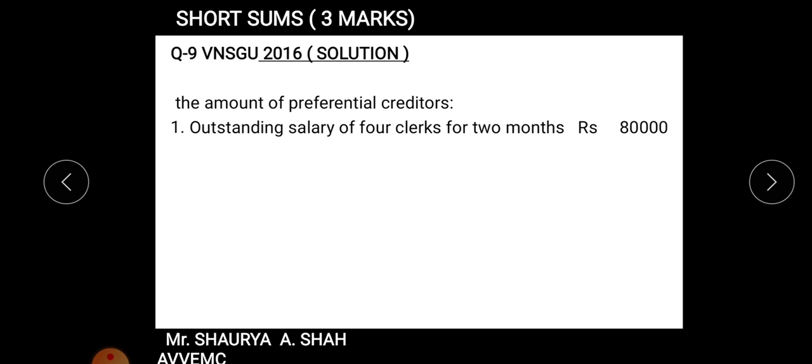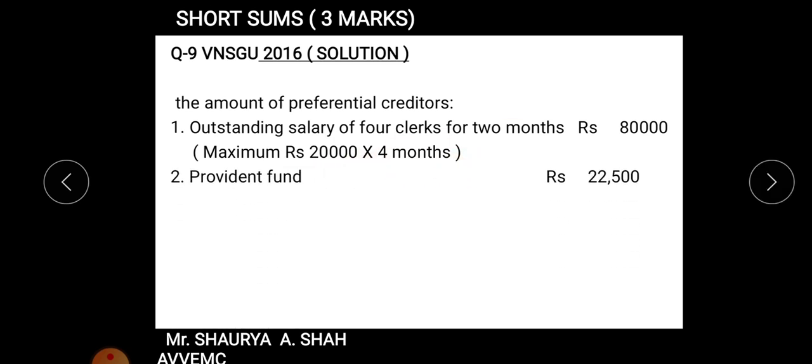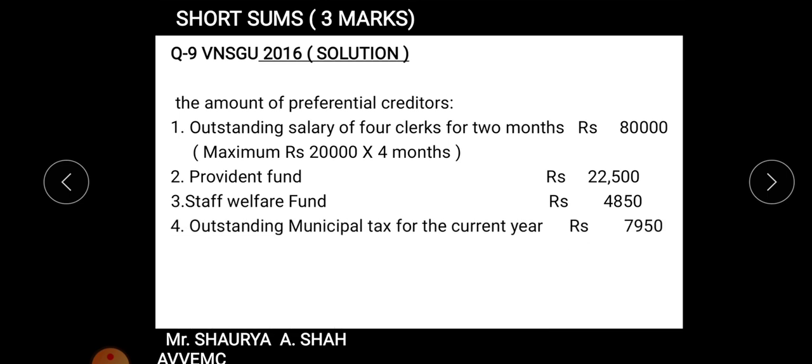Fine. Then the next is your maximum 20,000 into 4 months that I told you. Provident fund, definitely you will take 22,500. Staff welfare fund also you will take 4,850. Outstanding municipal tax for the current year you will take 7,950, as I told you. Director's fees will not be taken into account, students. Keep in mind, it does not come in the value of your preferential creditors, and the last 2 years' tax will also not be considered.